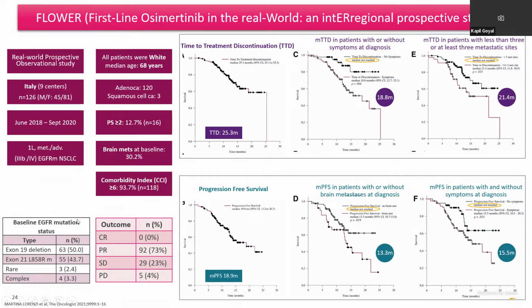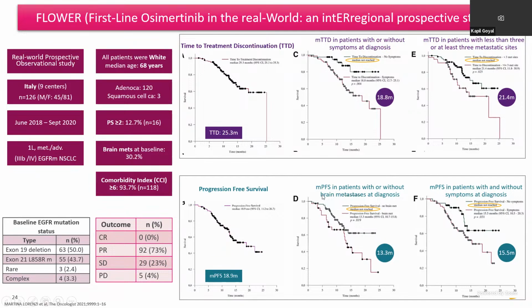So time to treatment discontinuation was 25.3 months and the progression-free survival was 18.9 months, which is equivalent to what was demonstrated in the FLAURA trial. Looking at the median time to discontinuation in patients with or without symptoms at diagnosis, in patients who did not have any symptom at diagnosis, the median TTD was not reached, while it was 18.8 months in those who had symptoms. And in patients who had less than 3 metastatic sites, the median TTD was not reached, while it was 21.4 months in those who had more than 3 metastatic sites.